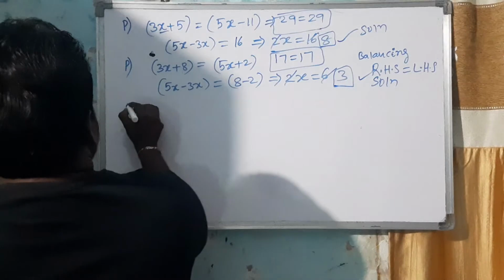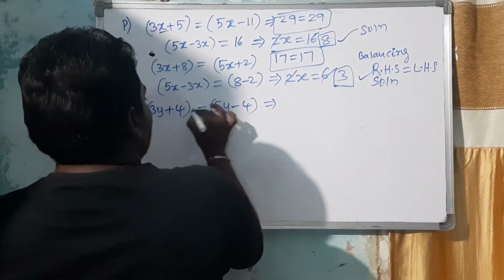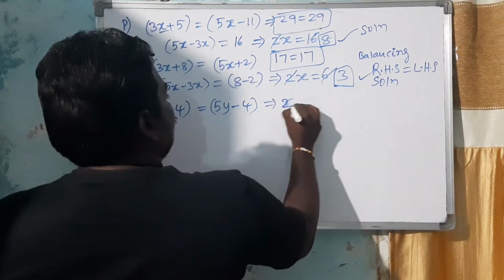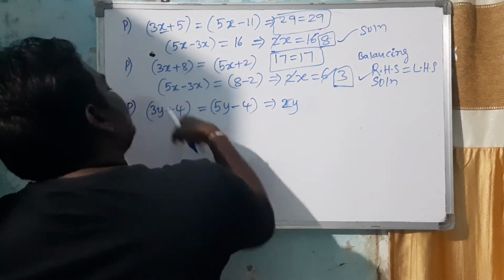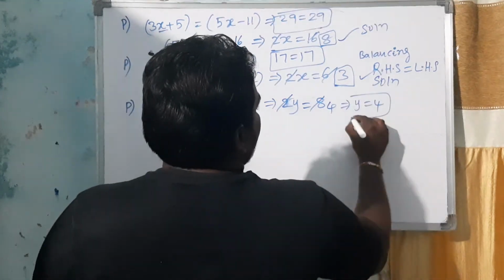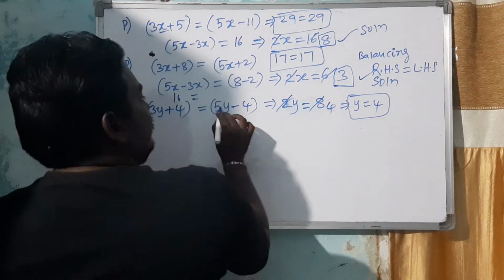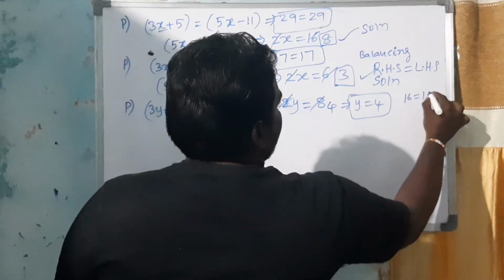Next, this question. 3y plus 4 equal to 5y minus 4. So 5y minus 3y. Transform this 3y to that side, 5y minus 3y. Directly I am writing 5y minus 3y, 2y. I am actually using this for competitive exams. So 4 to this side, 2y equal to 8. y equal to 4. If you place y equal to 4, what is the situation? 3 into 4, 12, 12 plus 4, 16 equal to 5 into 4, 20, 20 minus 4 equal to 16. Satisfied? 16 equal to 16, satisfied.